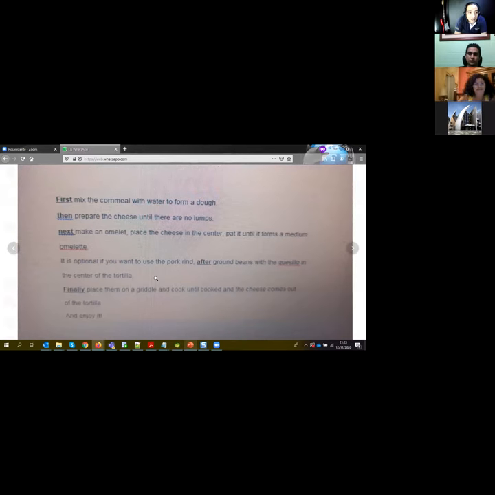Excellent. Okay, keep going. So the first step is mix the cornmeal with water to form a dough. Then prepare the cheese until there are no lumps. Perfect. Next, make an omelette. Place the cheese in the center.